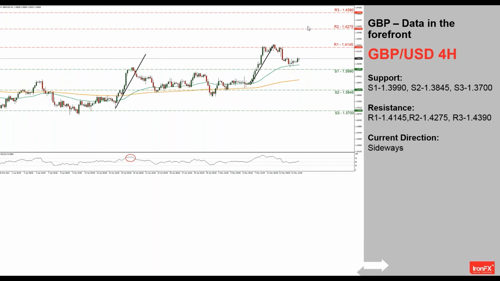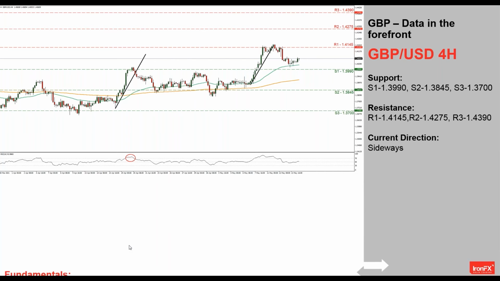To the downside, I would highlight the 1.3990, which also formed some resistance at around the 20th of April. Lower than that, there would be the 1.3845, which served as a support level in the prior sideways motion of the pair, and even lower, the 1.37.